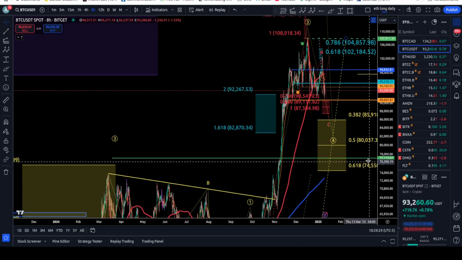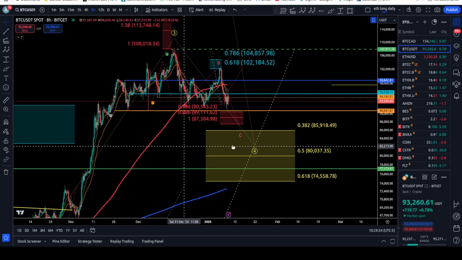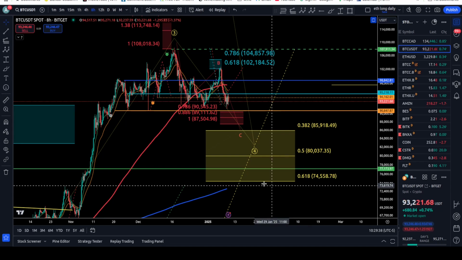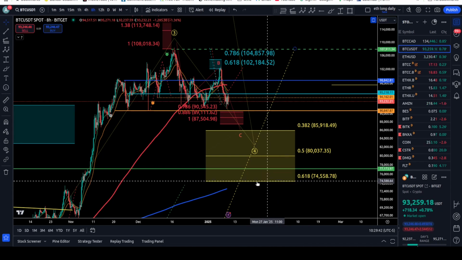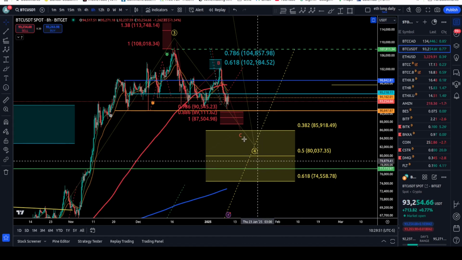Now, is that absolutely sure? Not at all. But in the case that we drop to the 0.618, we have a lot of things that can support the price. Do I think we're going to go that low? I don't think so, because usually Bitcoin doesn't give us a nice deep correction like that.